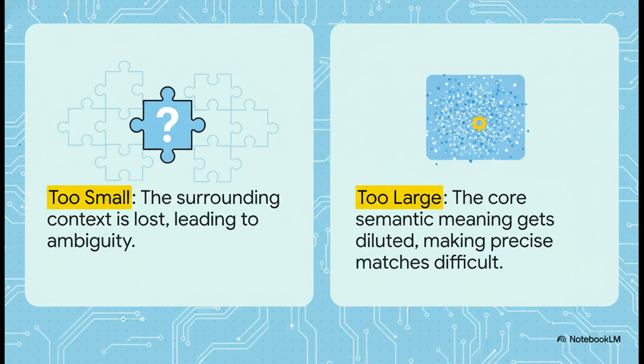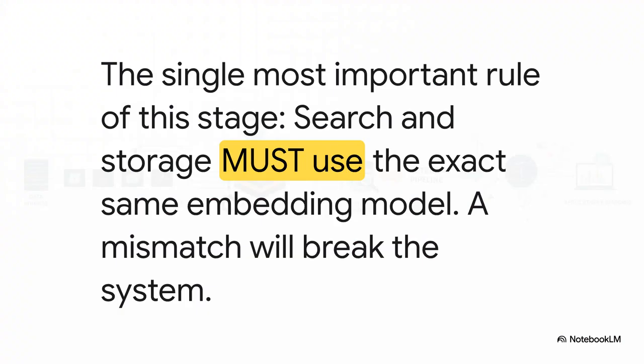Finding that sweet spot is absolutely key. Okay, on to stage 3, embedding generation. This is where we take each one of those text chunks and feed it into a specialized model. That model then spits out our vector, that mathematical fingerprint of meaning.